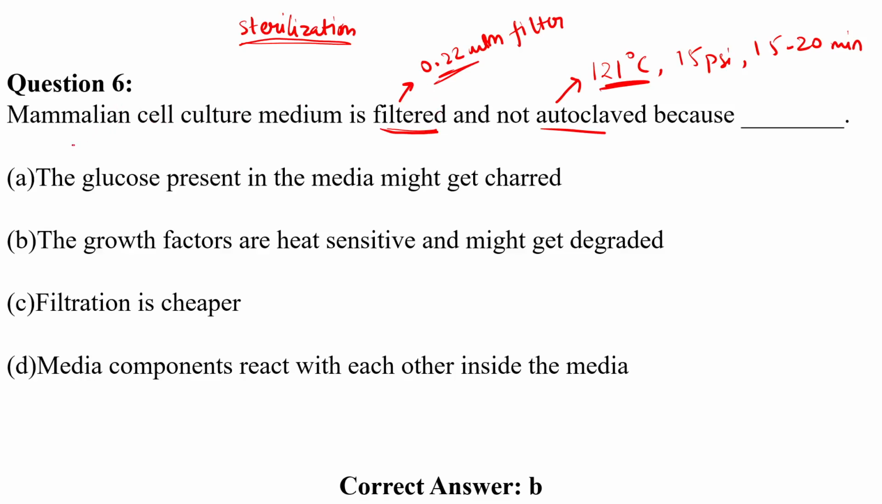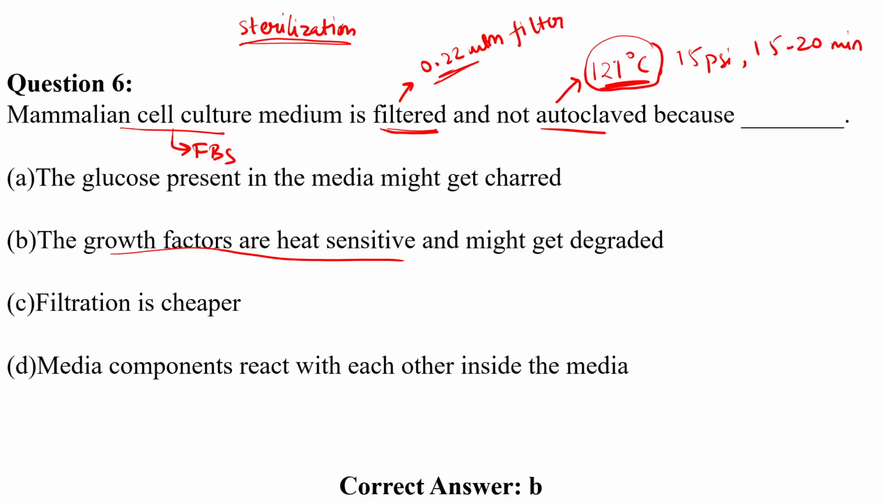Now, in mammalian cell culture, we discussed fetal bovine serum, right? In the previous question, we discussed fetal bovine serum. So, fetal bovine serum has certain growth factors. Those growth factors are actually heat sensitive. So, I told you in autoclave, we are heating the media up to 121 degrees Celsius.